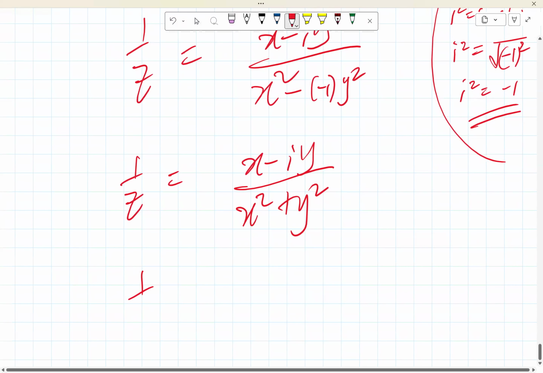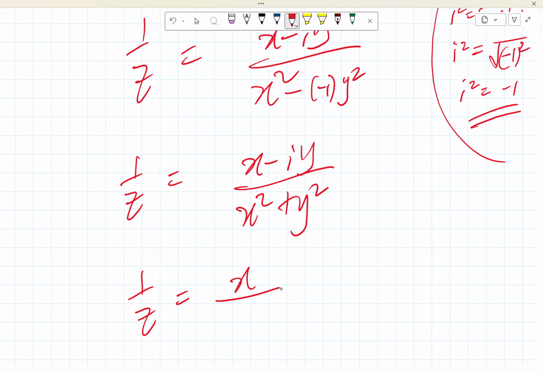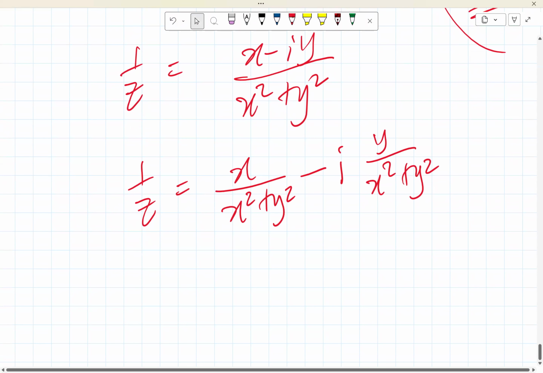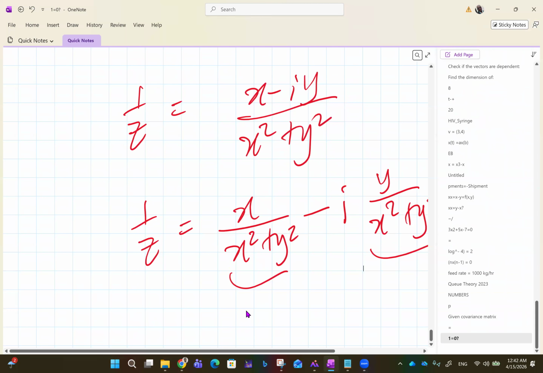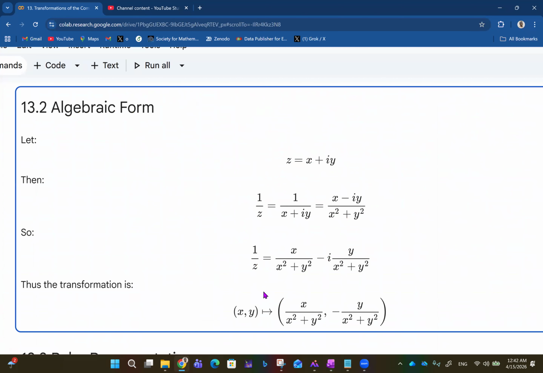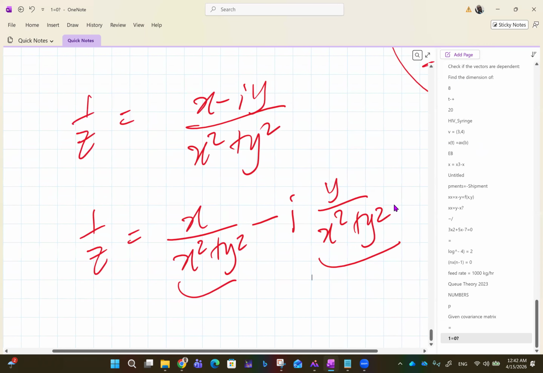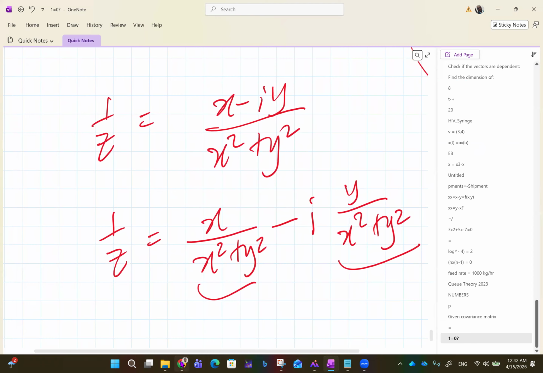And then we can separate the real part from the imaginary part. So we have x over x squared plus y squared on one hand, minus i, then y over x squared plus y squared on the other part. We can then collect these separately. That's the idea of inversion. So here we can say x comma y is mapped to x over x squared plus y squared, comma minus y over x squared plus y squared.